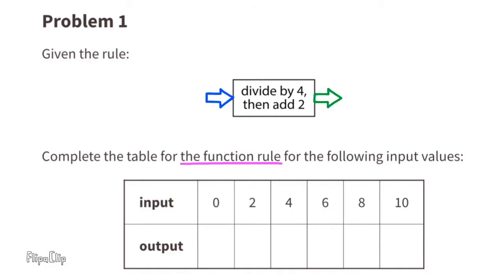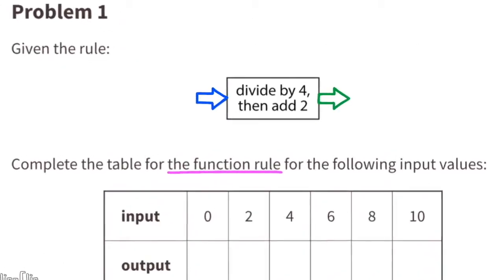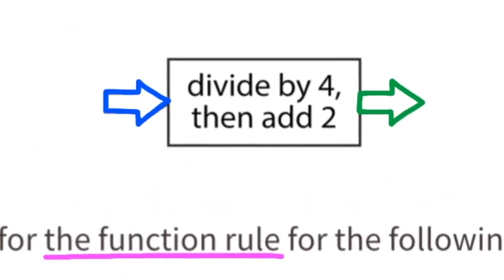Given the rule, complete the table for the function rule for the following input values. First, let's look at the function rule. The function rule is divide by 4, then add 2.